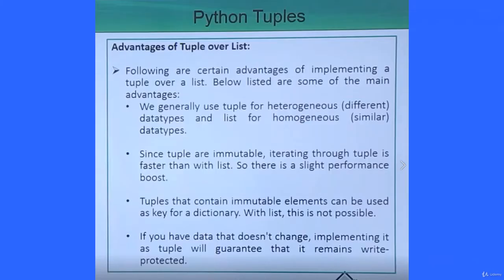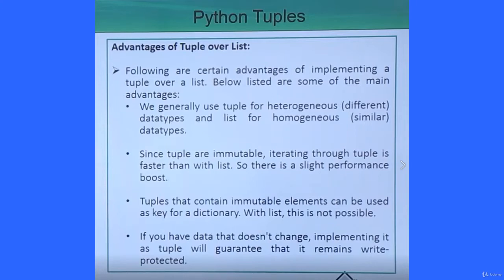Advantages of tuple over list. Following are certain advantages of implementing a tuple over a list, and below are some of the main advantages. Why should I learn tuple here? We generally use tuple for heterogeneous different data types, and list generally holds homogeneous data. Obviously list can also hold heterogeneous data type elements, but in general we use list to hold homogeneous data.